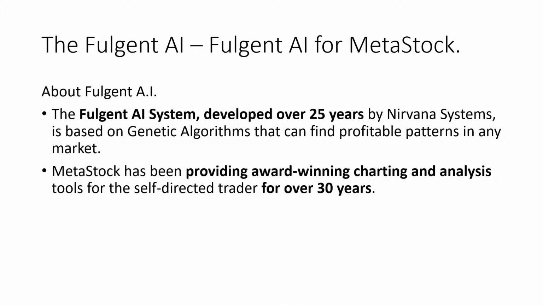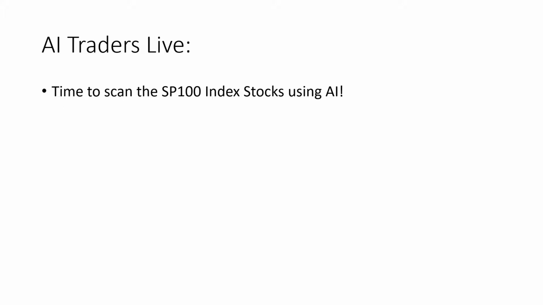Now, the Fulgent AI has been developed by the Nevada Systems company over a period of 25 years. This sits on the Metastock platform, which has been around for more than 30 years, a platform that provides award-winning charting analysis software for the self-directed trader. The data feed comes from Thomson Reuters, so these are premium partners in your journey to trading using artificial intelligence. Let's jump straight into the Metastock platform to look for the S&P 500 index constituents AI winners.